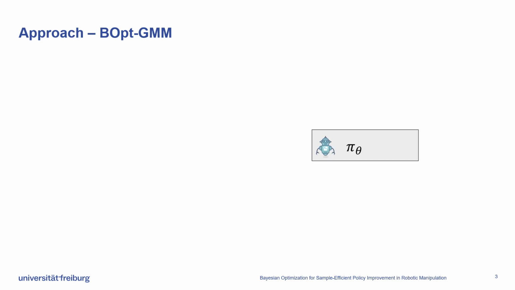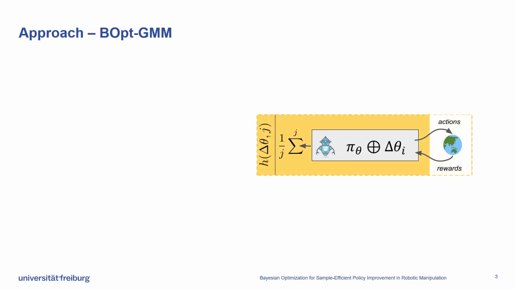We start with a base policy modeled as a GMM fitted to an initial set of human demonstrations. This policy is updated using a delta to form the full policy used by our robot. We let the policy run for j episodes and average the sparse returns that we receive from the environment. We encapsulate this process as a function, which serves as the objective maximized by the optimizer.